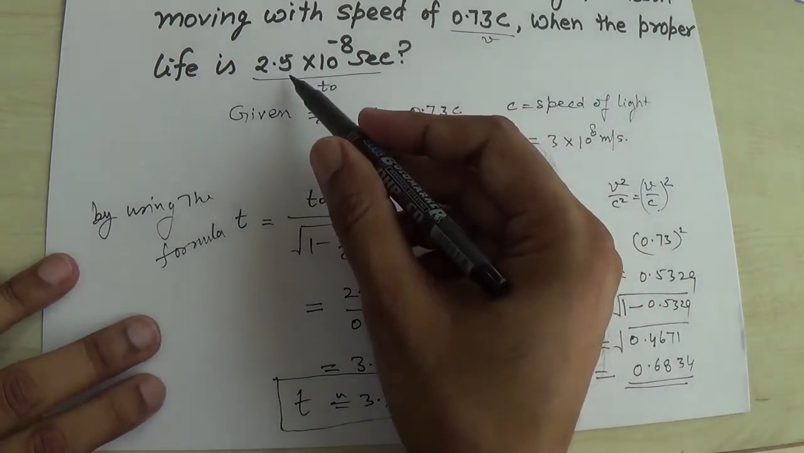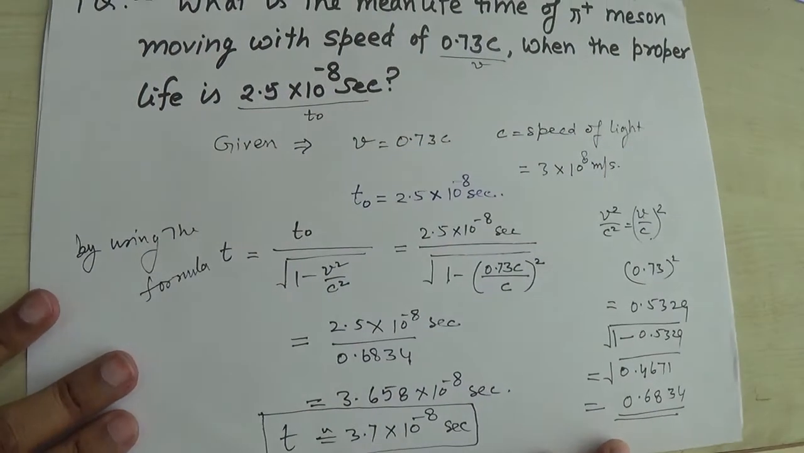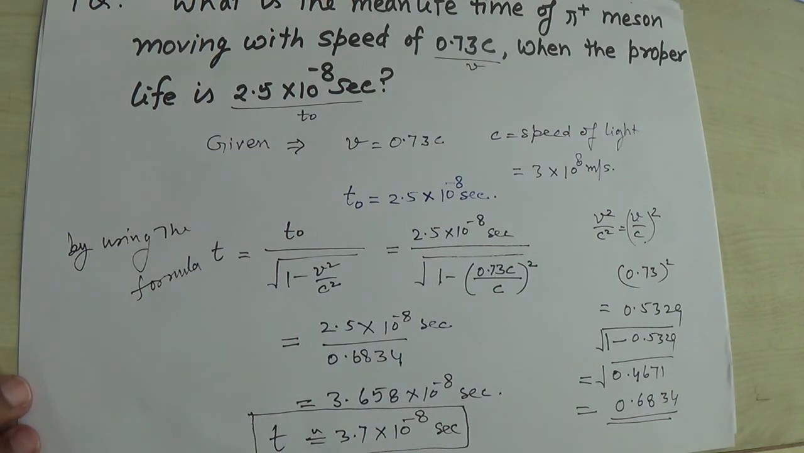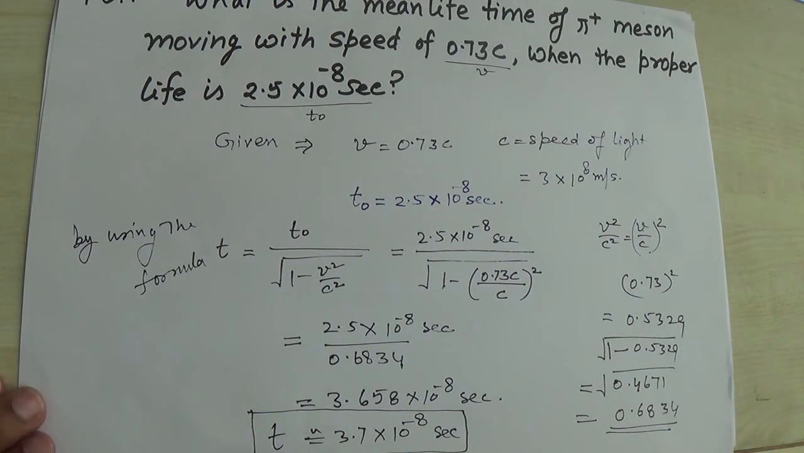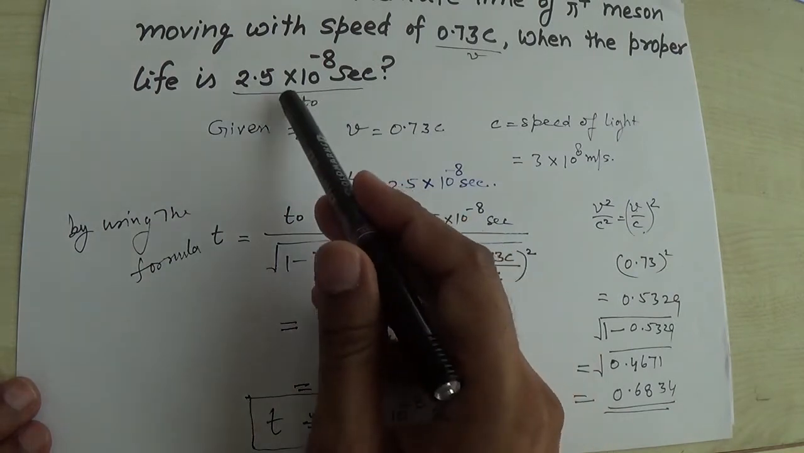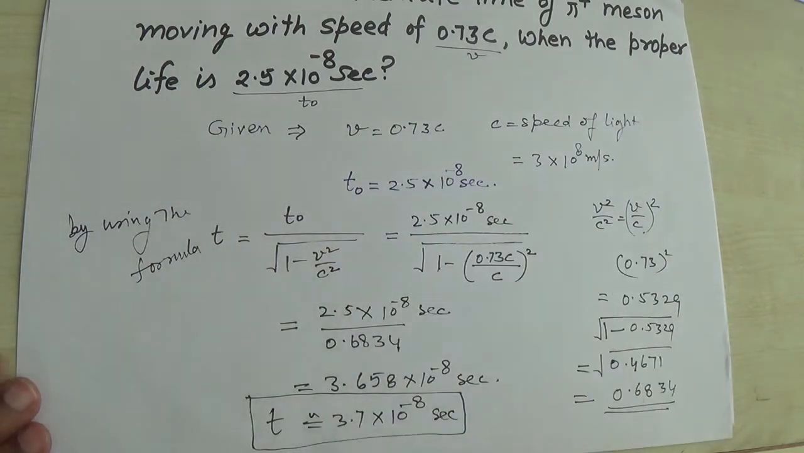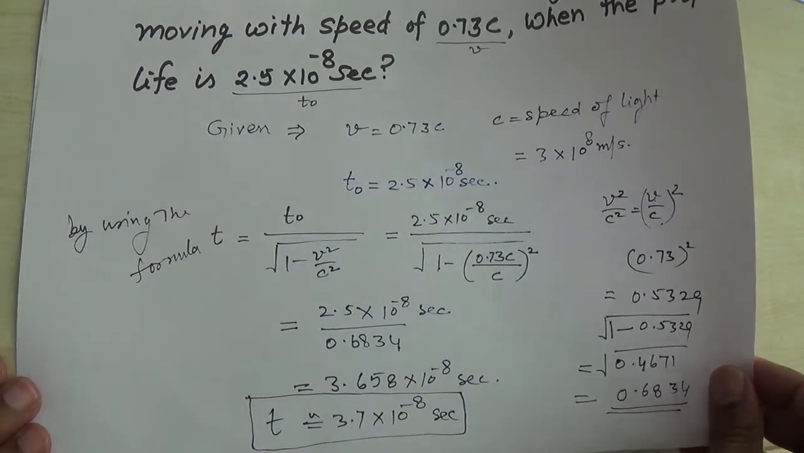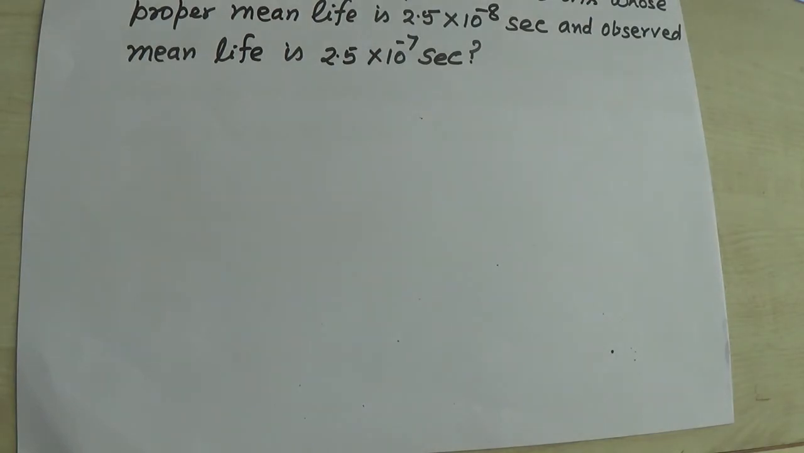Proper time is 2.5. So you can see here in this numerical problem that the observer, basically the scientist who is sitting in the lab, observes the lifetime longer as compared to the real time, that is the proper time for this meson particle. And now this second example you can see here.